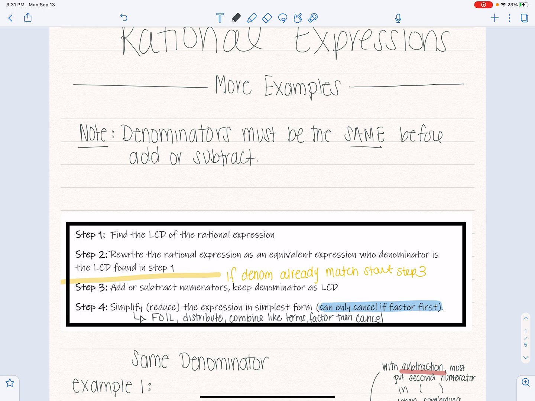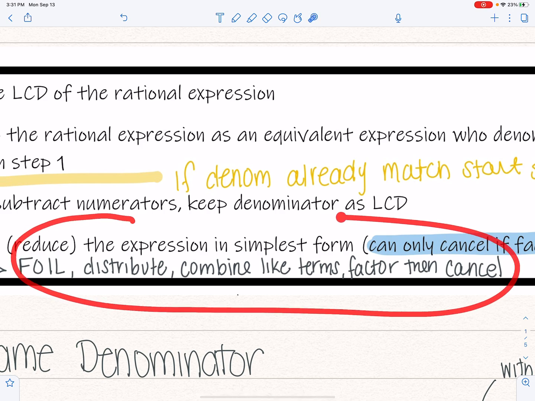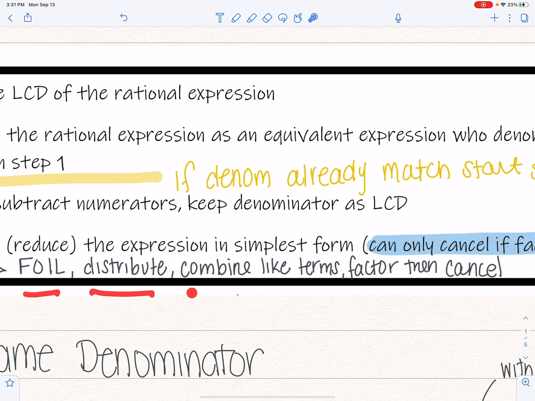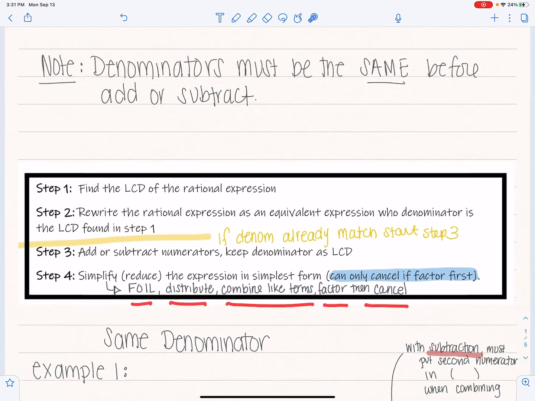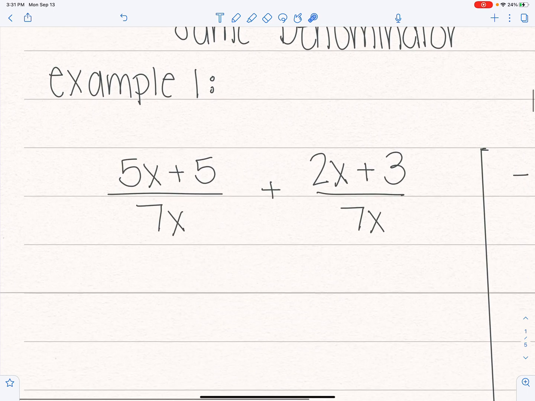Once we've combined the fractions in step 3, step 4, we're then going to go through this simplifying. And here you can kind of see the plan of attack with simplifying. FOIL, distribute, combine like terms, factor, then cancel. Also made a note for you there that you can only cancel in most cases if you have factored first. So here's our first example.